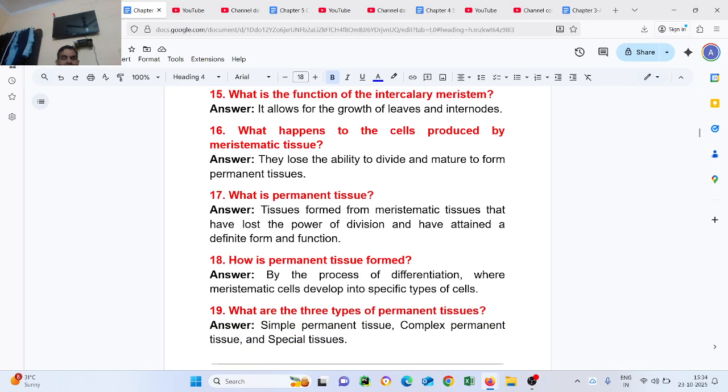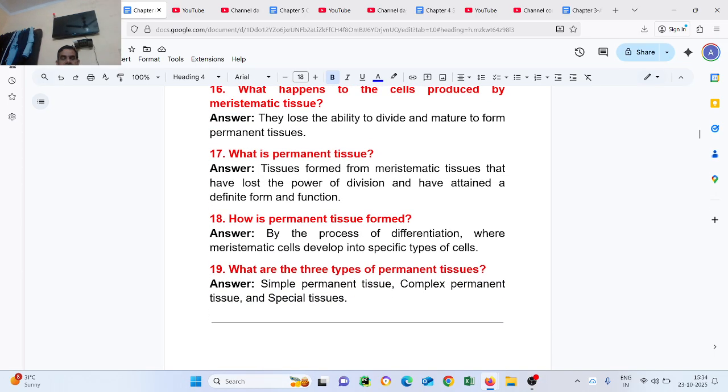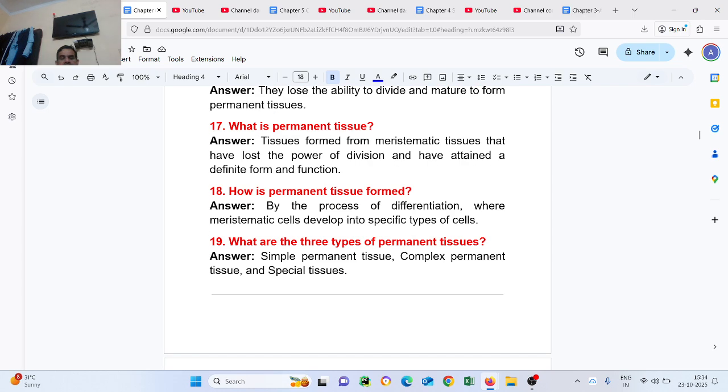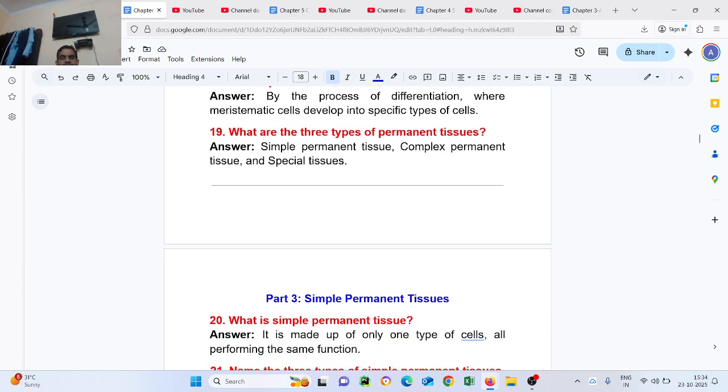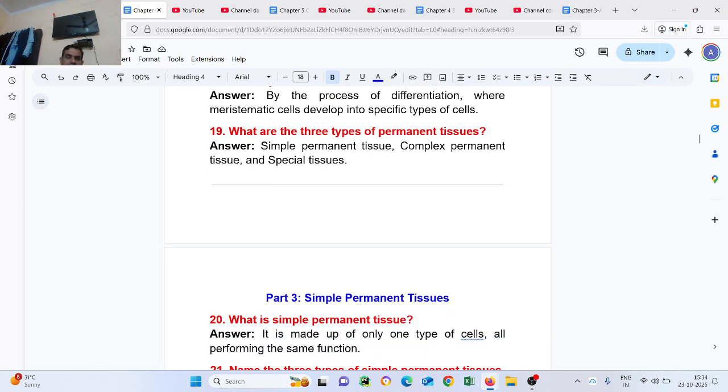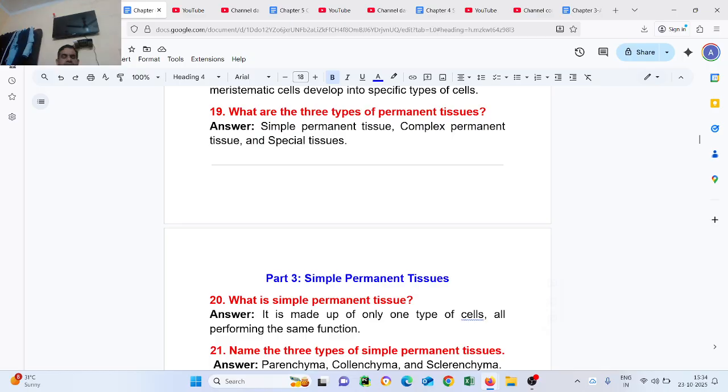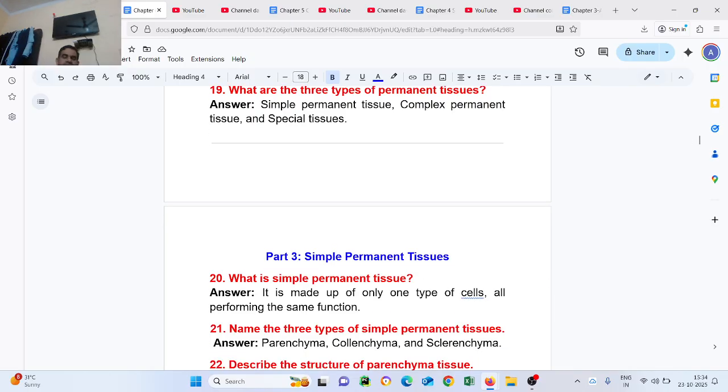Question number 19. What are the three types of permanent tissue? Simple permanent tissue, complex permanent tissue, and special tissue. Question number 20. Now we move to part 3, simple permanent tissue. Now we'll discuss question number 20. What is simple permanent tissue?